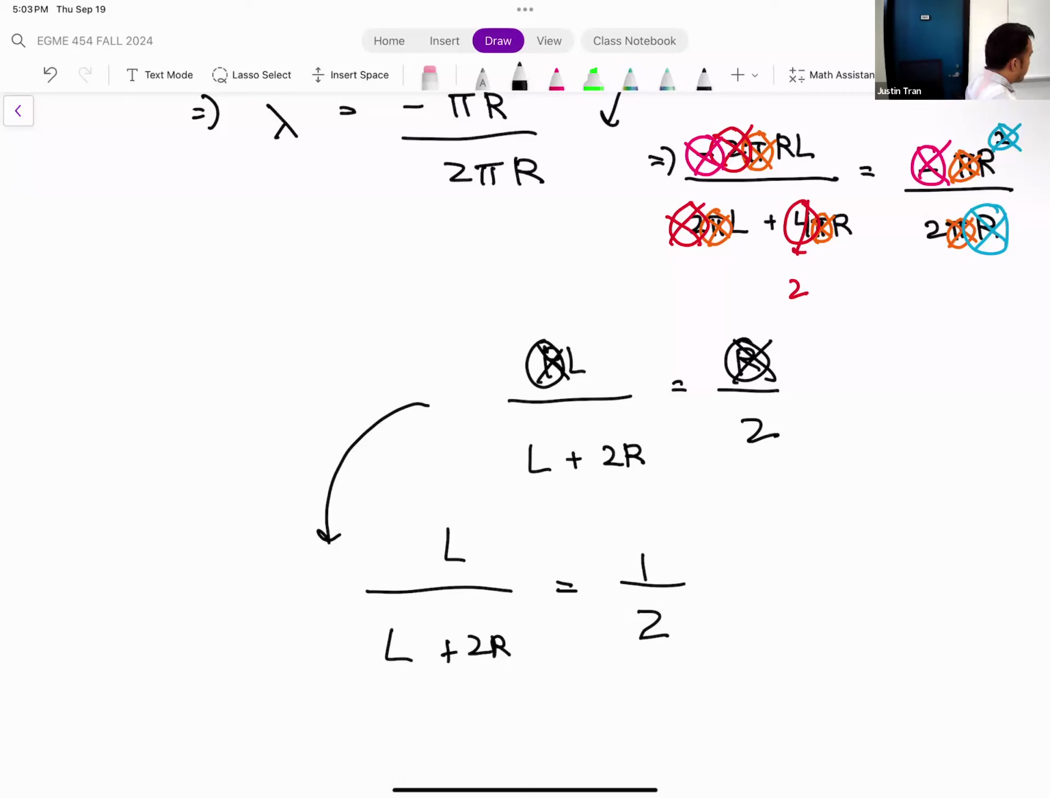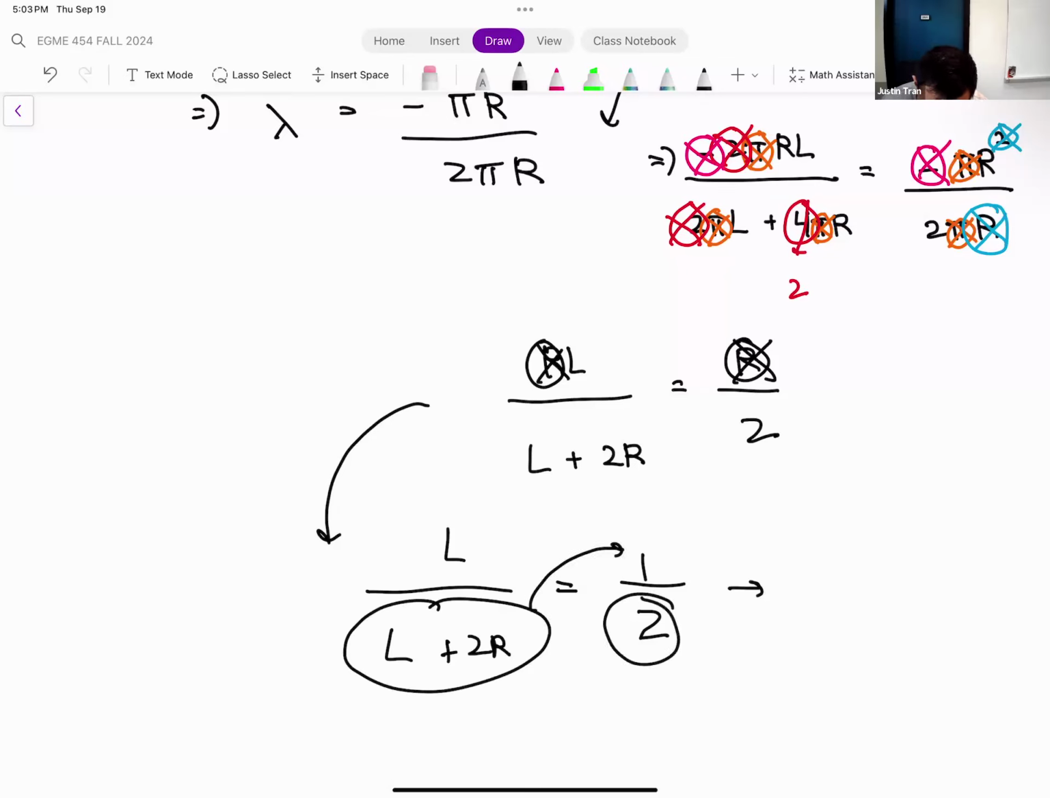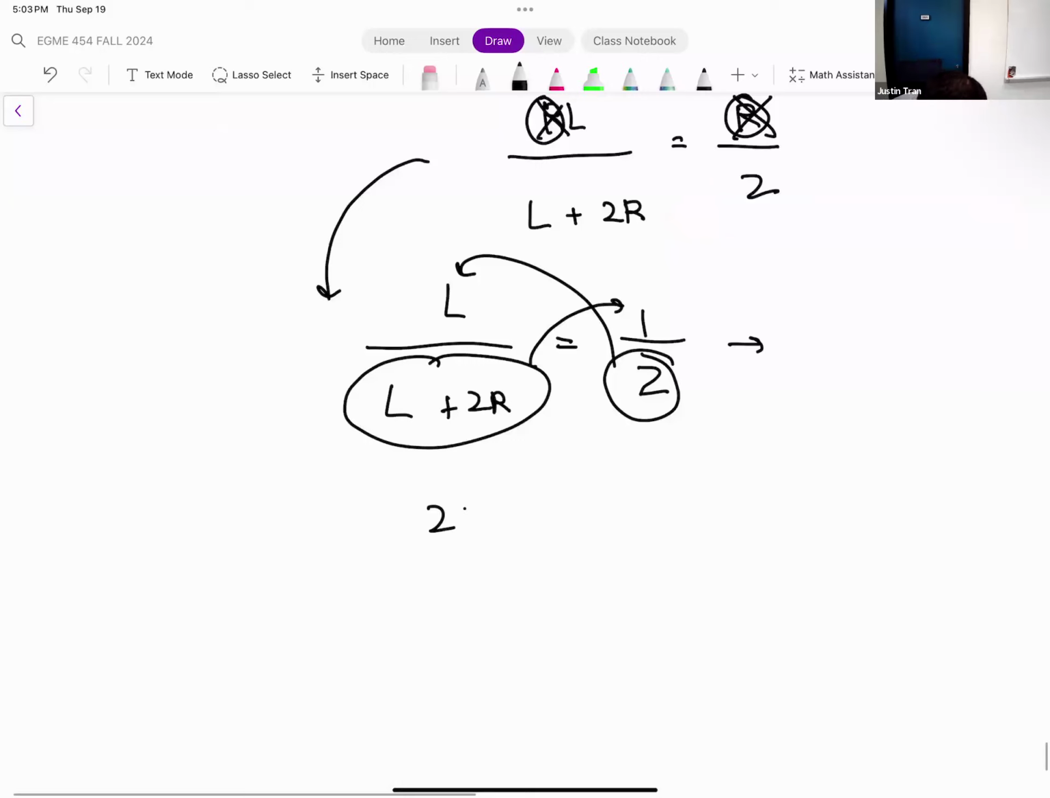So we're almost there, at least for this part here. Remember, we want to get an equation where we can plug into our constraint, right? So let's work on this a bit more so we can get an explicit expression for either L or R. Okay, so what I'm going to do is cross multiply here. I'm going to bring this L plus 2R up top here, and this 2 up top here. And so that's going to give us 2L is equal to L plus 2R.